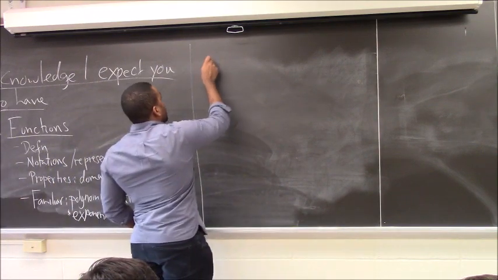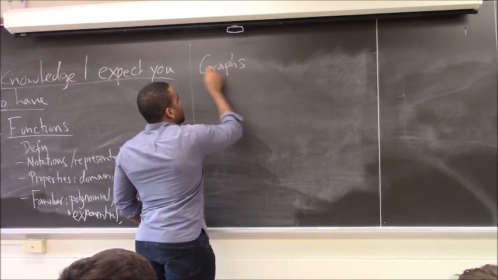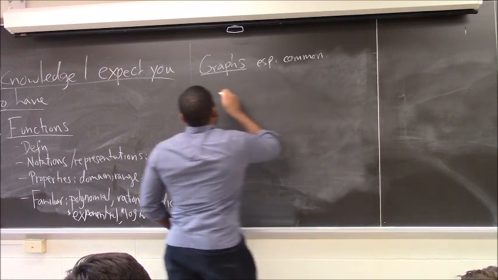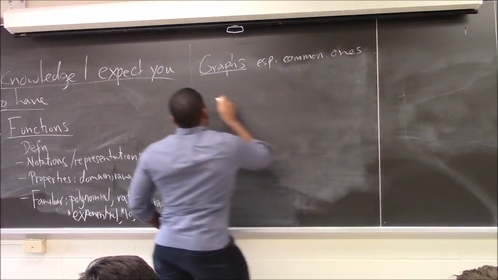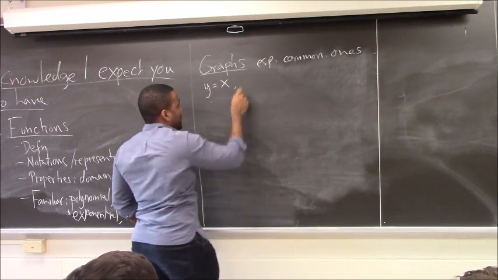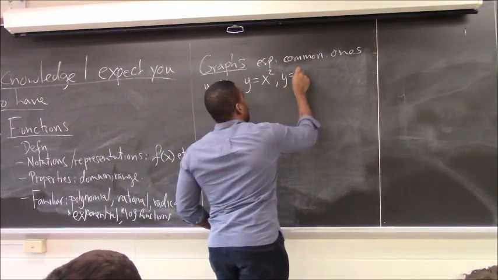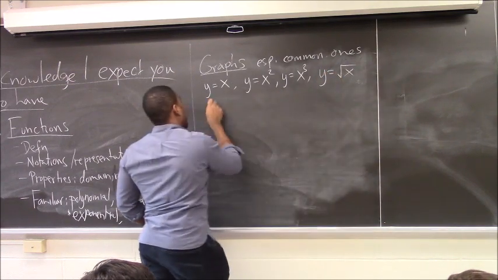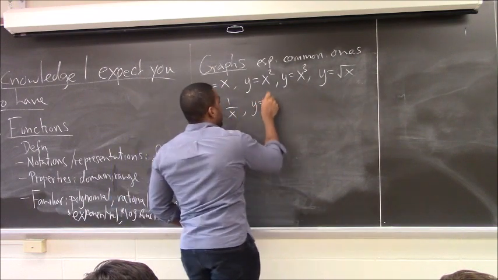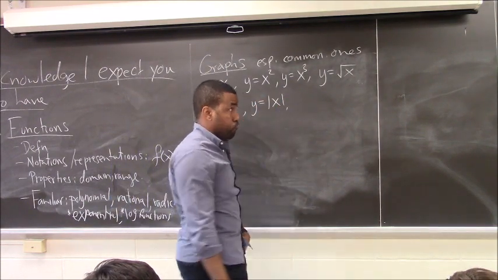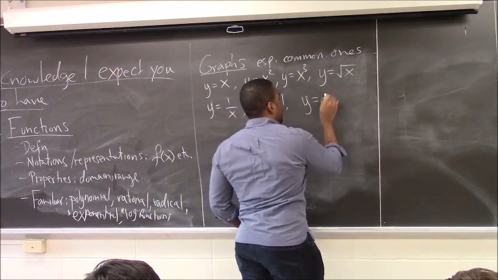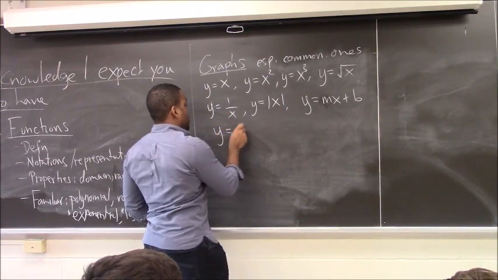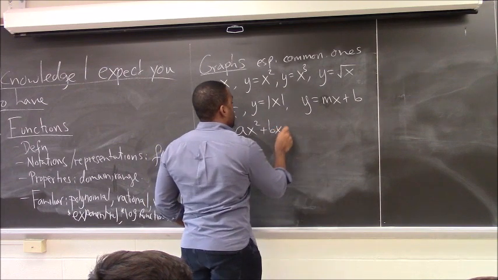I do expect you to know how to graph some basic functions. Especially common ones like, if I ask you y equals x, you should know what that looks like. y equals x squared, y equals x cubed, y equals the square root of x, y equals 1 over x, y equals absolute value of x. Straight lines in general, mx plus b, how to deal with quadratics, so this kind of function.